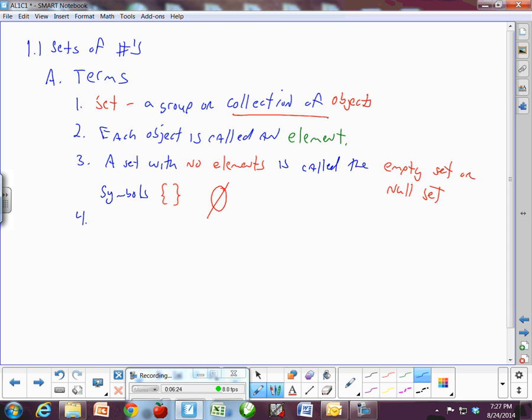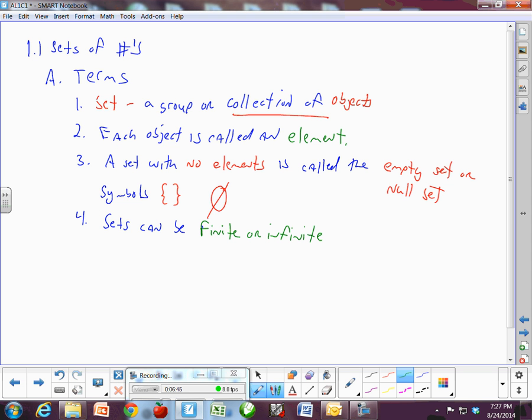Number 4, what else? Number 4, sets can be, and I'm going to go to green here, finite or infinite. Sets can be finite or infinite.